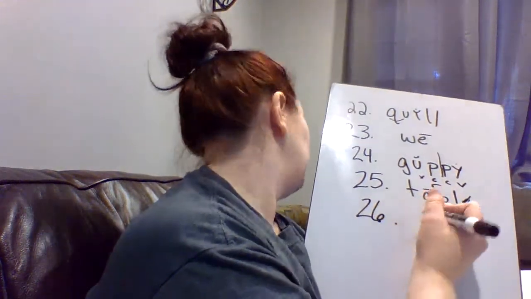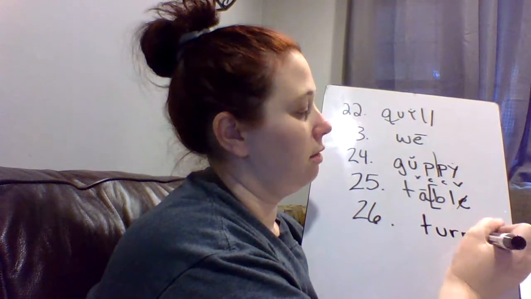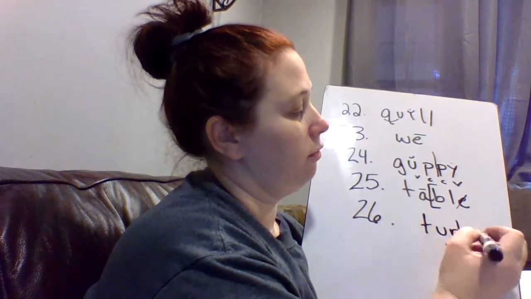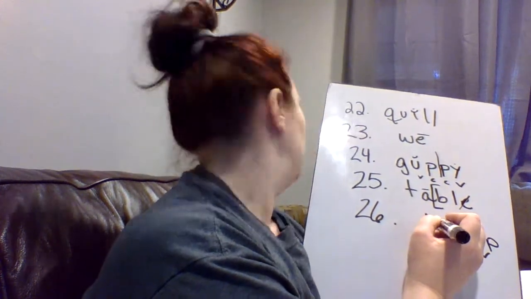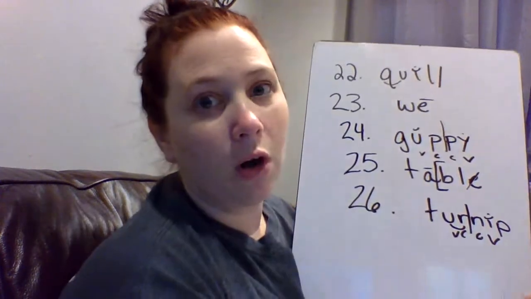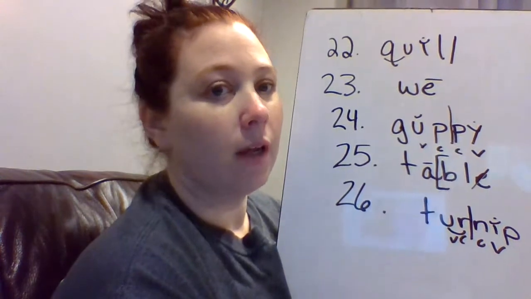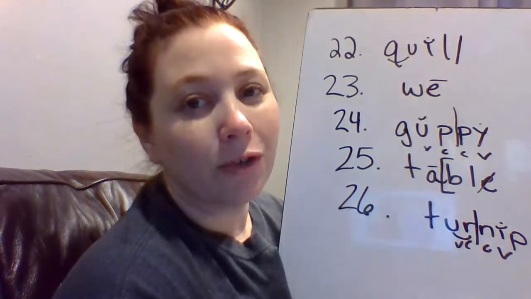And 26, turnip. Vowel, consonant, consonant, vowel. We draw the line. Well, that actually doesn't get a breve, I'm sorry, it gets the combination UR. All right, make sure you have these written down. And then you draw a line from the word to the picture that matches it.